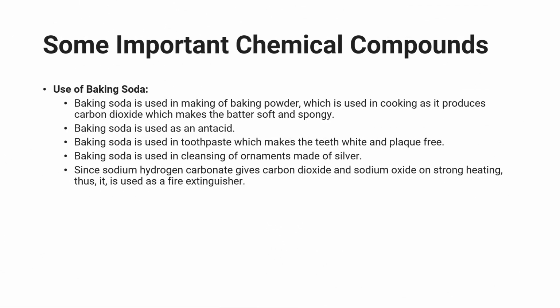What are the uses of baking soda? Baking soda is used in making baking powder, which is used in cooking as it produces carbon dioxide which makes the batter soft and spongy. Baking soda is used as an antacid. It is also used in toothpaste which makes the teeth white and plaque free. Baking soda is used in cleaning of ornaments made of silver. Since sodium hydrogen carbonate gives carbon dioxide and sodium oxide on strong heating, it is used as a fire extinguisher.